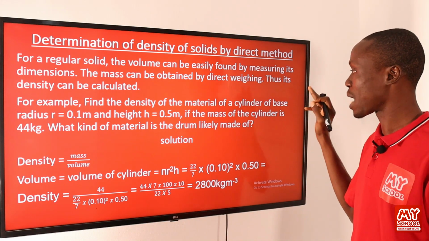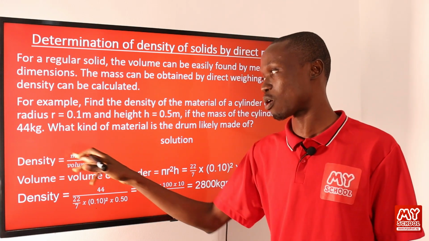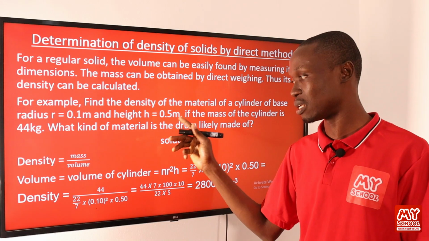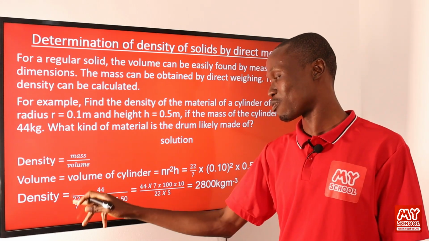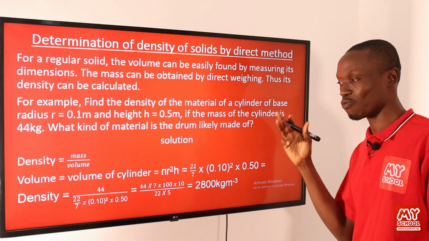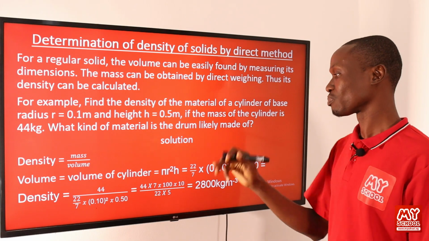And the value of the mass given to us is 44 grams. So we just substitute those values into our formulas. So we'll be having 44, which represents the mass of the cylinder, all over the volume of the cylinder. And we know that the formula for calculating the volume of a cylinder is pi r square h, right?